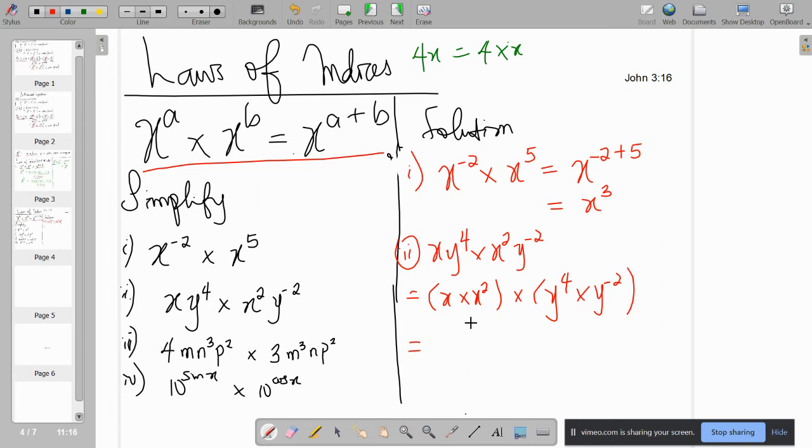So this becomes, add the indices, x raised to power 1 plus 2 times y raised to power 4 plus minus 2. This will become x raised to power 3 times y raised to power 4 plus minus 2, which will give us 2, because that will be plus times minus, which is minus. 4 minus 2 will give us 2. And finally, this is the same thing as x raised to power 3 y raised to power 2.